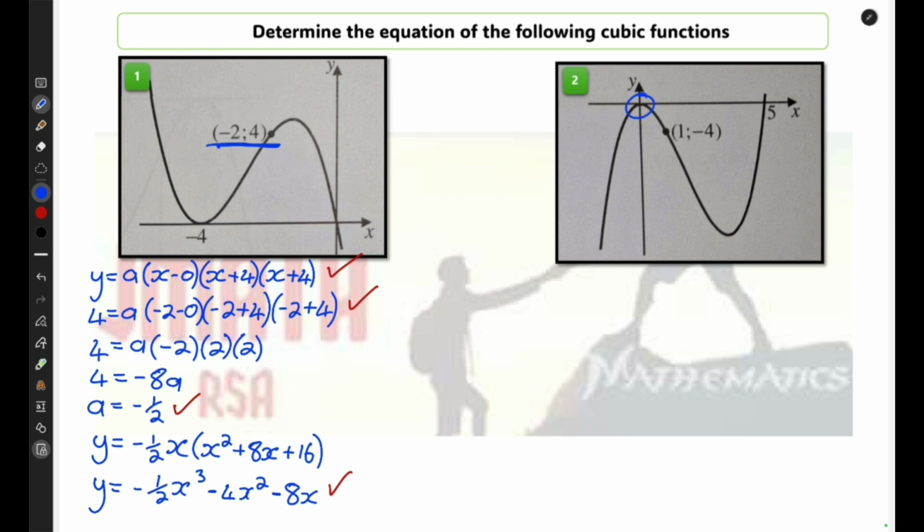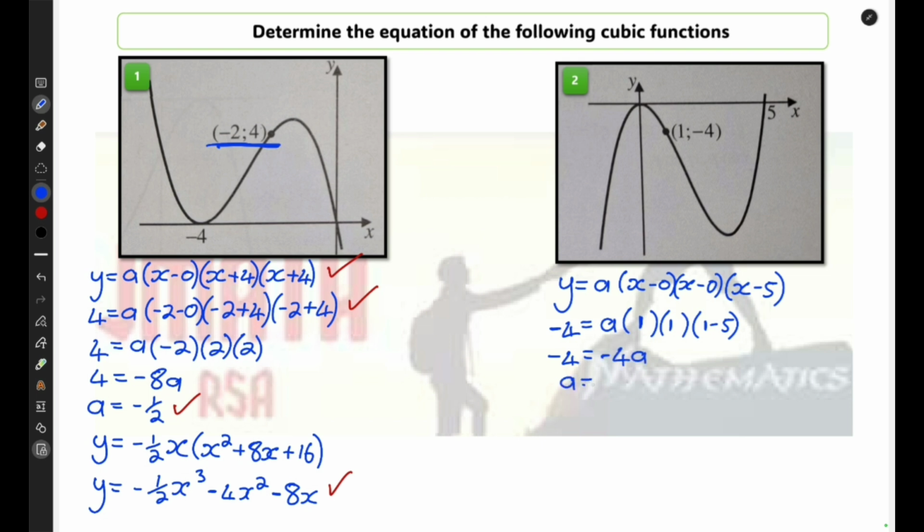Well, I can see one of the turning points is 0 and 0, but I don't have a function to sub it into. So I'm rather going to go with all the x-intercepts. So I can say y is equal to a, and then x minus 0, and x minus 5. I can now sub in the extra point that I have. So minus 4 is equal to a, which is just 1 minus 0, 1 minus 0, and then 1 minus 5. So this tells me this is minus 4, and then 1 times negative 4 gives me negative 4a, and therefore a is equal to 1.